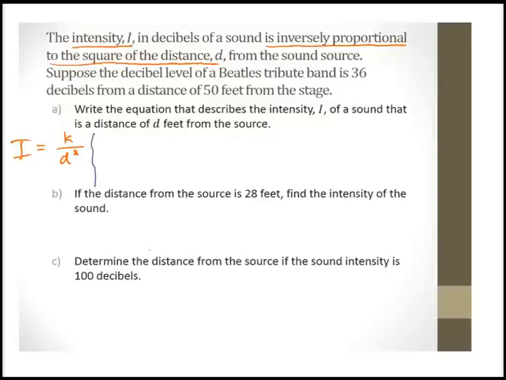Substitute our known information. The decibel level is 36. That's a value of I from a distance of 50 feet. That's a value of d. So 36 is equal to k over 50 squared. To solve for k, I would multiply through by 50 squared on both sides of the equation.